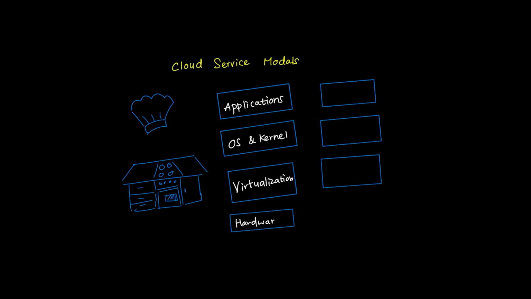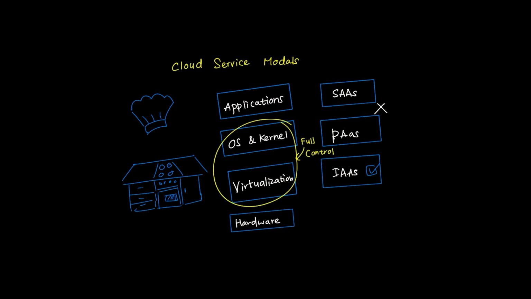Software as a service would only give you a finished application with no access to the underlying system. Platform as a service manages the operating system for you, which prevents any kernel modifications. And function as a service only runs small pieces of code without any system access. Only IaaS provides the complete control needed while still leveraging cloud benefits like scalability and reduced hardware management.